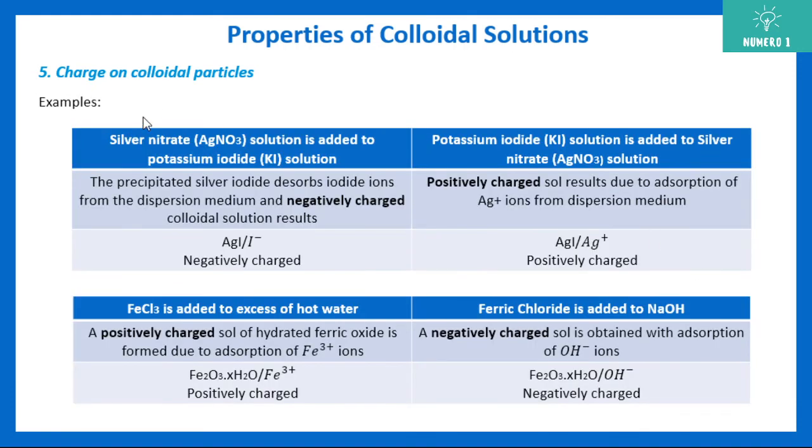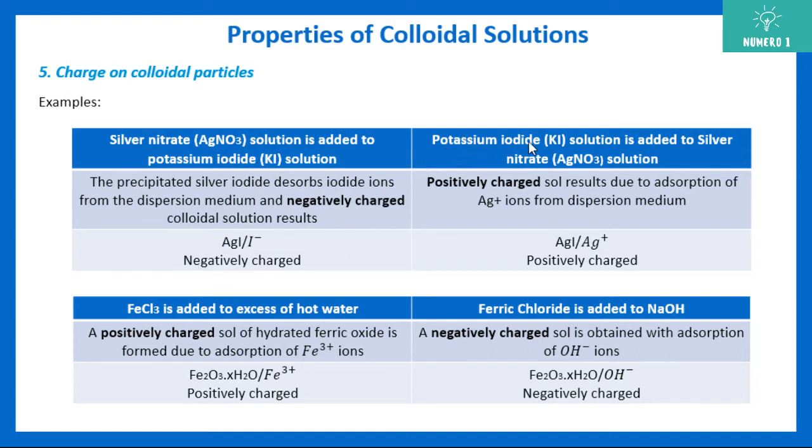Now, let us take some examples. Silver nitrate, that is AgNO3 solution, is added to potassium iodide solution. What happens here is a precipitate of silver iodide forms. It adsorbs iodide ions from the dispersion medium, and a negatively charged colloidal solution results. Basically AgI is adsorbing I minus ions on its surface, so this becomes a negatively charged sol.